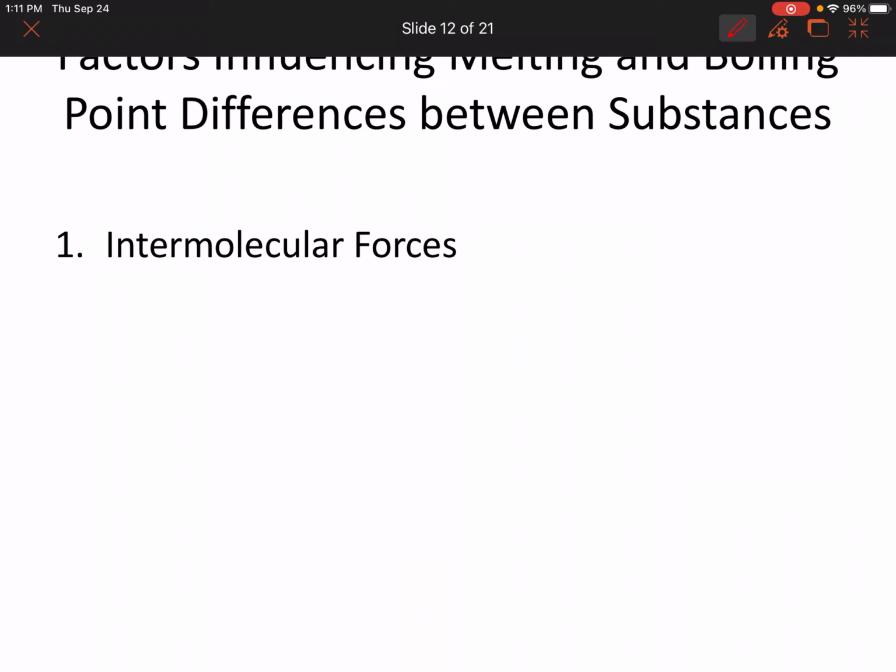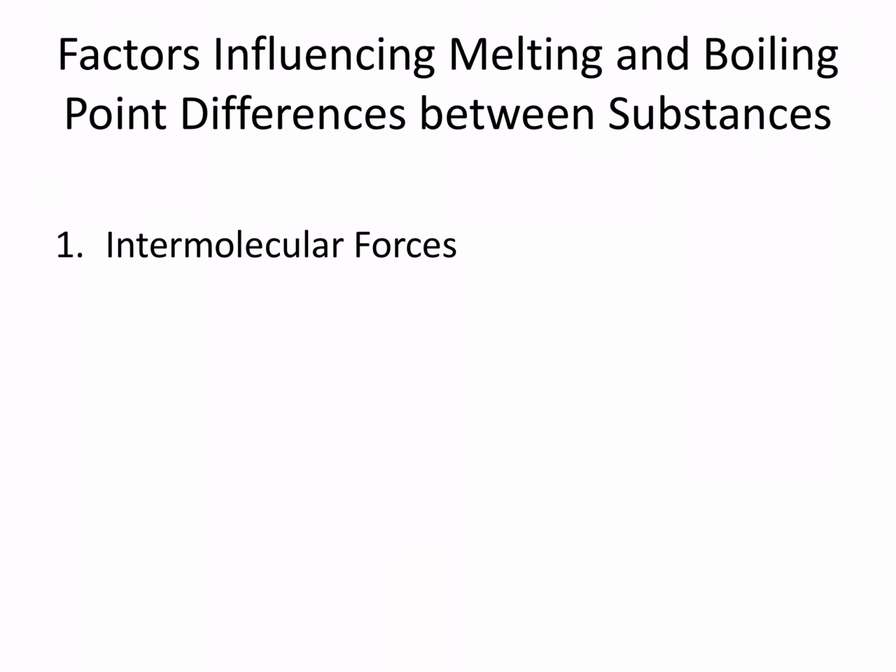Okay, so let me just get rid of this for a minute. Factors influencing melting and boiling point differences between substances. We're going to go through 3 of them here. There are 3 factors that determine the melting points and boiling points of substances, because we know that they're not all the same. Water freezes at 0 degrees Celsius, but diamond is 3,700. So they're different temperatures, and every substance is going to have a different set of melting points and boiling points.